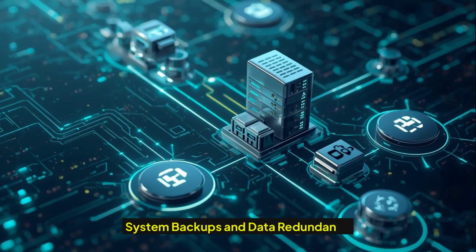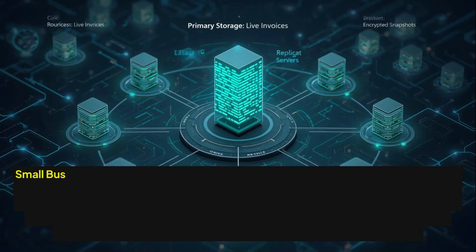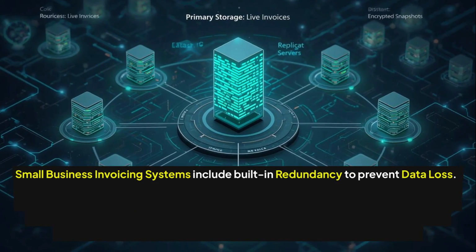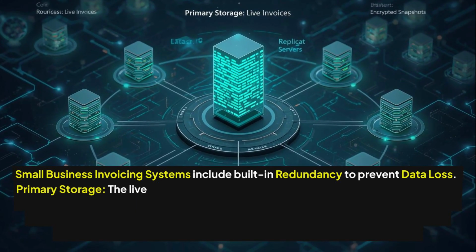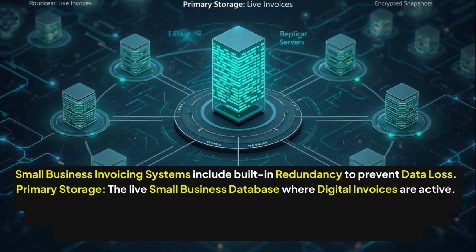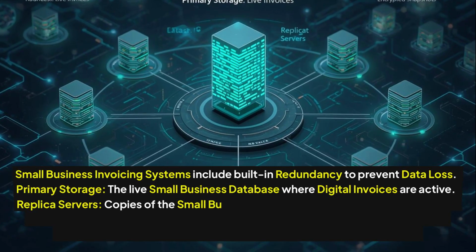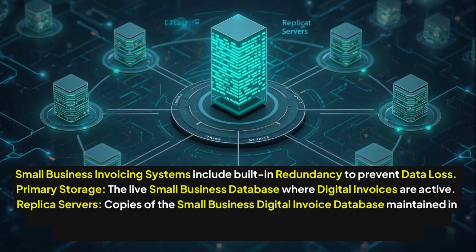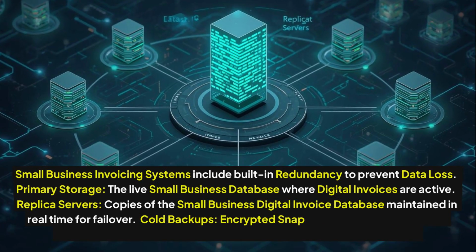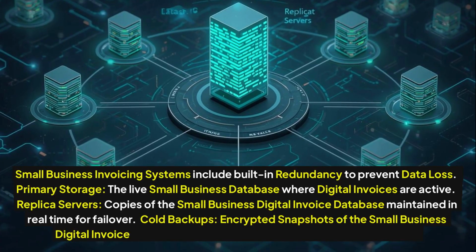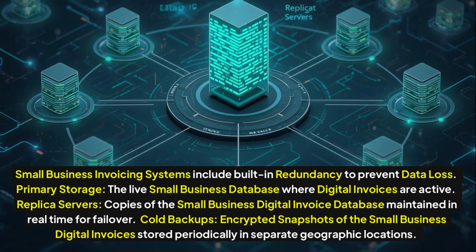System backups and data redundancy. Small business invoicing systems include built-in redundancy to prevent data loss. Primary storage, the live small business database where digital invoices are active. Replica servers, copies of the small business digital invoice database maintained in real time for failover. Cold backups, encrypted snapshots of the small business digital invoices stored periodically in separate geographic locations.